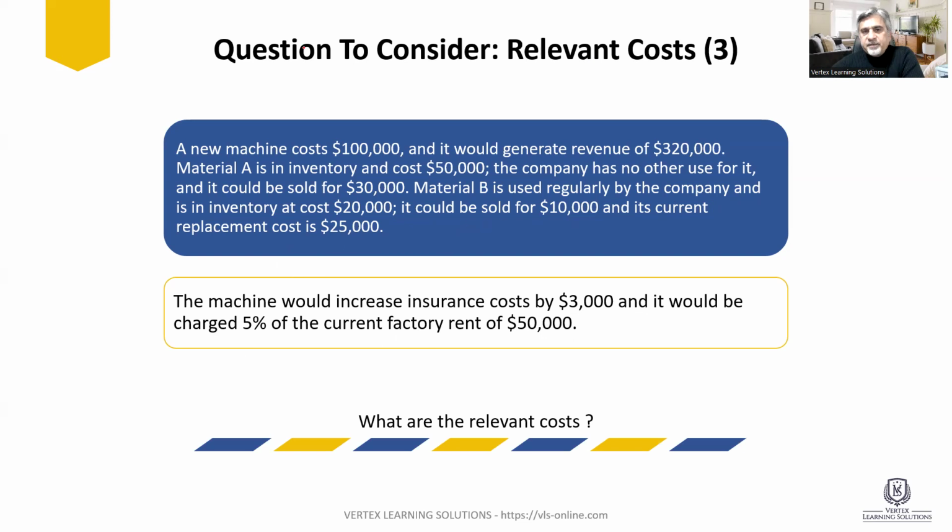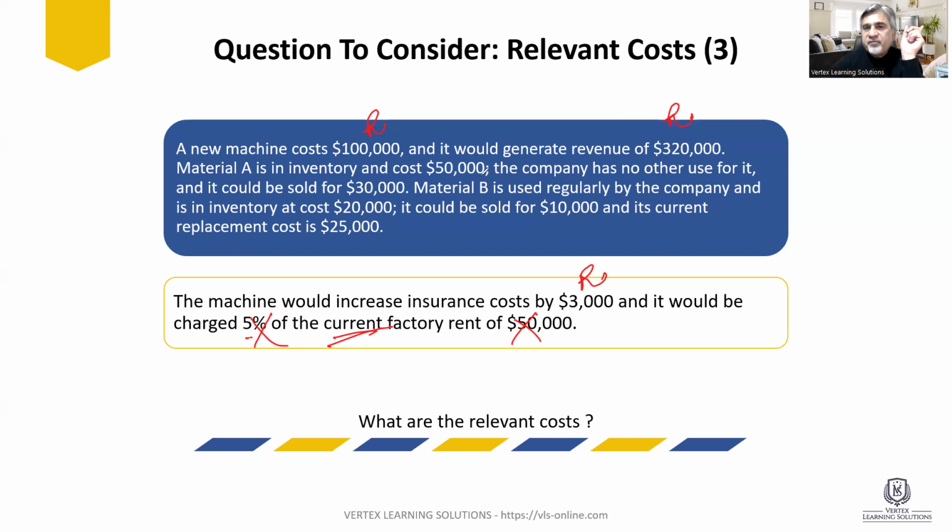Let's start doing like this, okay? So machine, if you purchase the machine, it would increase your insurance cost by 3,000. This is relevant because this is a cost which would be incurred as a result of taking the decision. It would be charged 5% of the current factory rent. This is not relevant because this is a rent we are already paying. Remember, existing overheads cannot be charged to the new project. Machine would cost 100,000. This is relevant. It would generate revenue of 320. This is relevant.